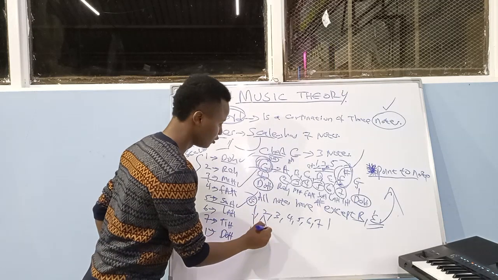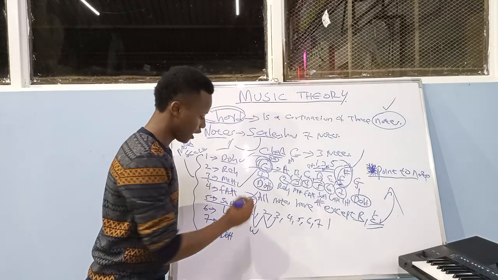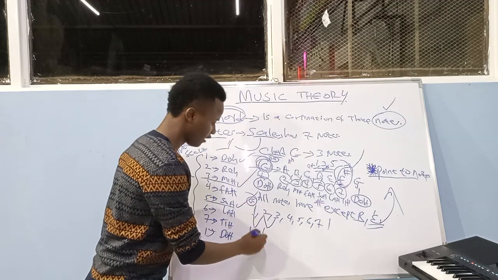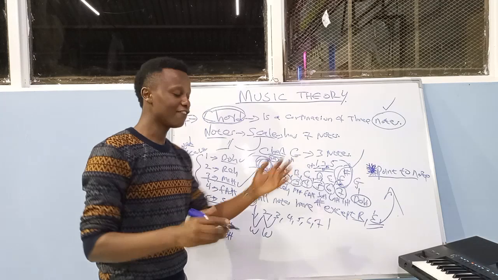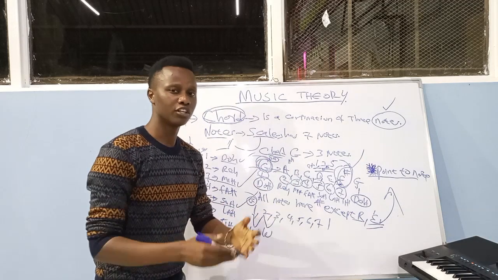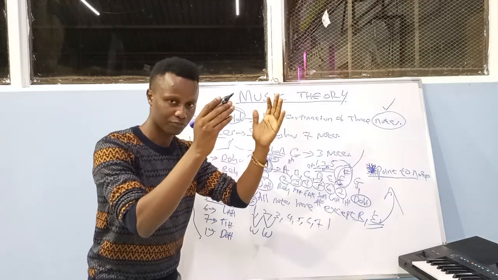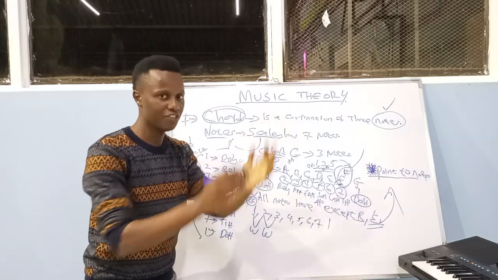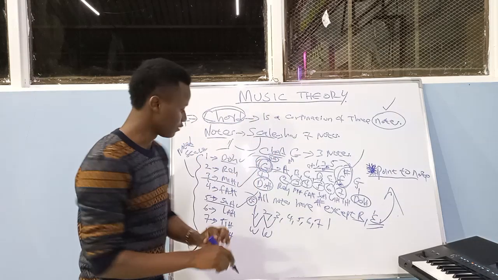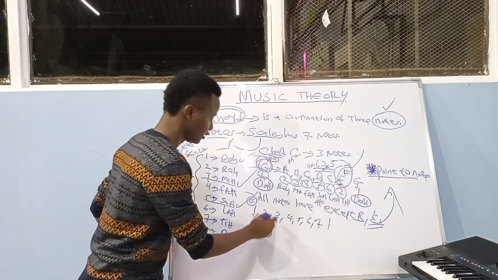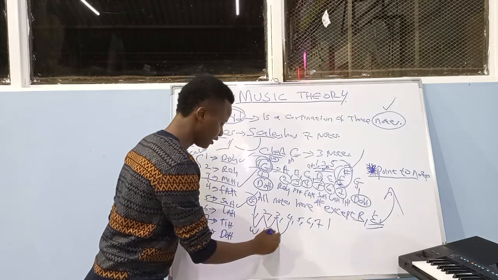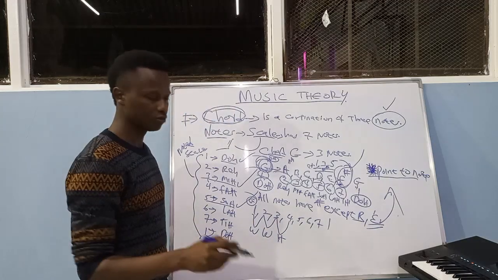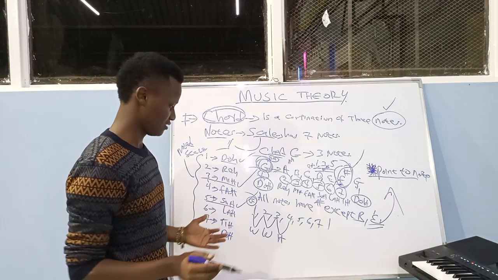Then from 2 to 3, you have a whole step. Then there's something we call a half step. Half a step means you will not skip the sharp. You are going to maintain the sharp. If there is a sharp, you are not going to skip it. So from 3 to 4 we have a half step. So we are not going to skip anything.